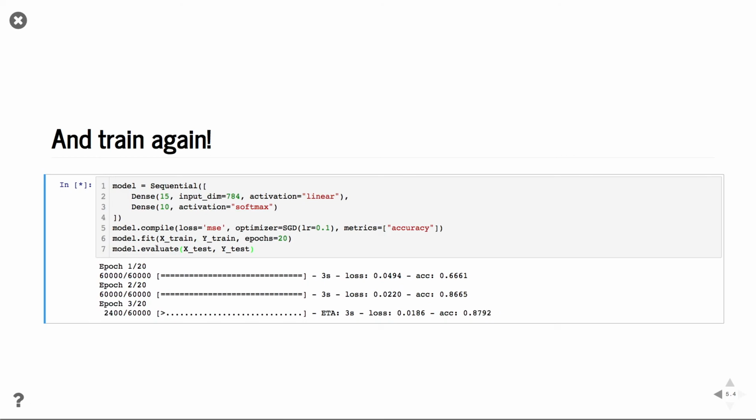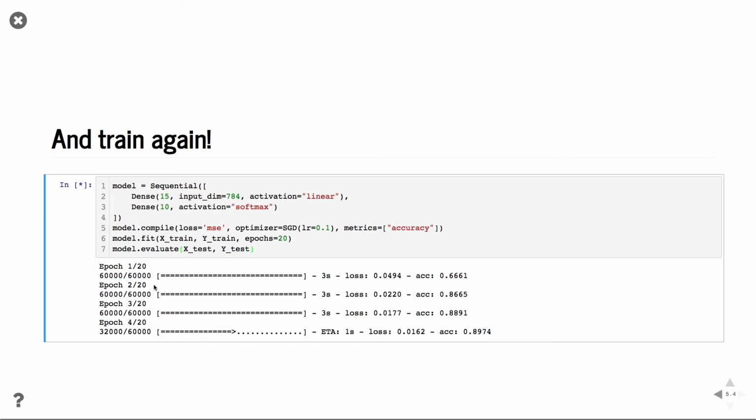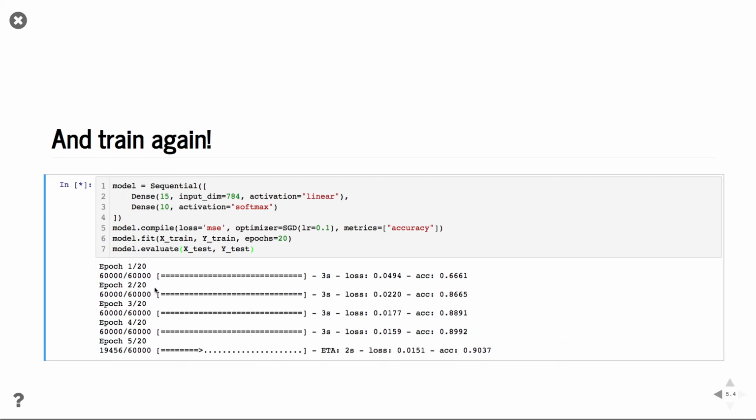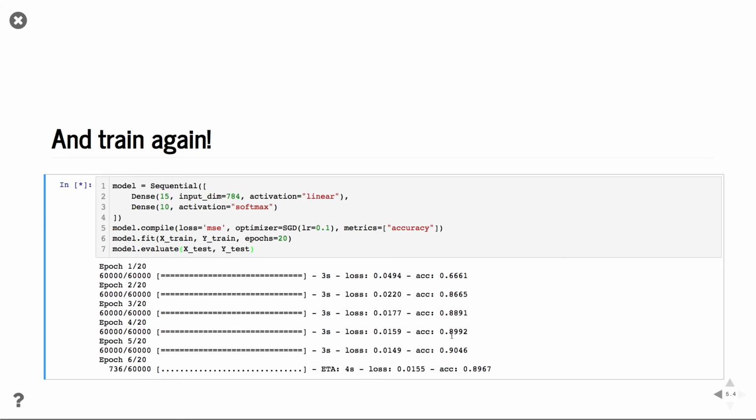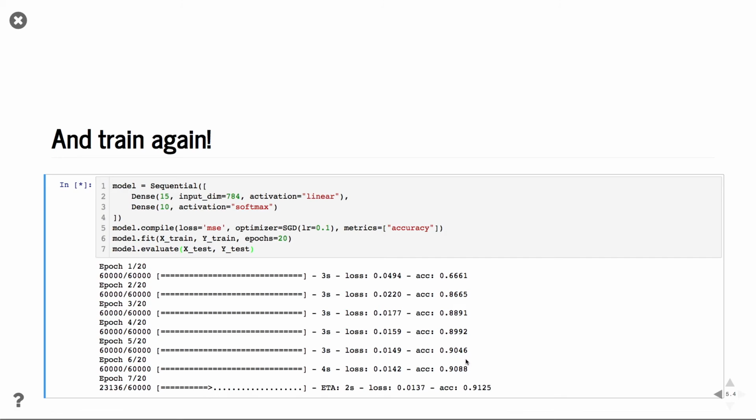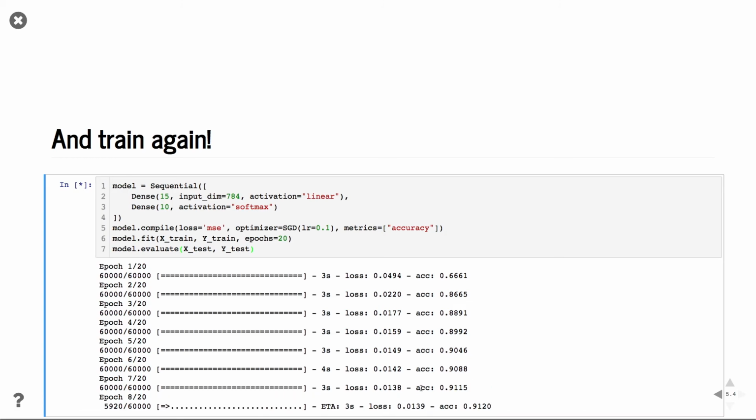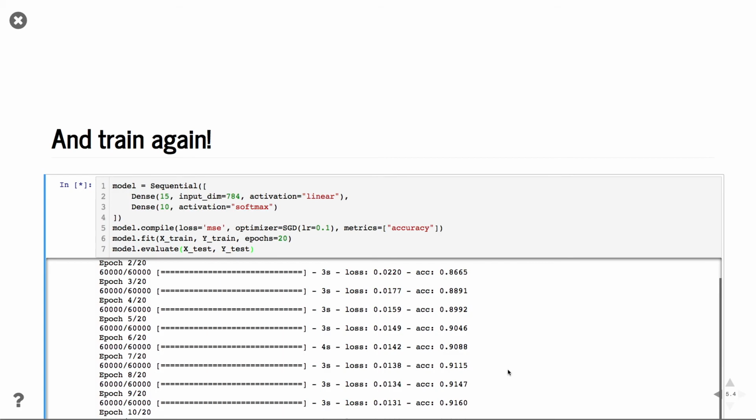Our model is training with 60,000 training images, and repeats this step 20 times. And what you can see here is the accuracy on our training data. So right now the mean squared error is decreasing, and the accuracy is increasing. So let's wait until our training process is finished.